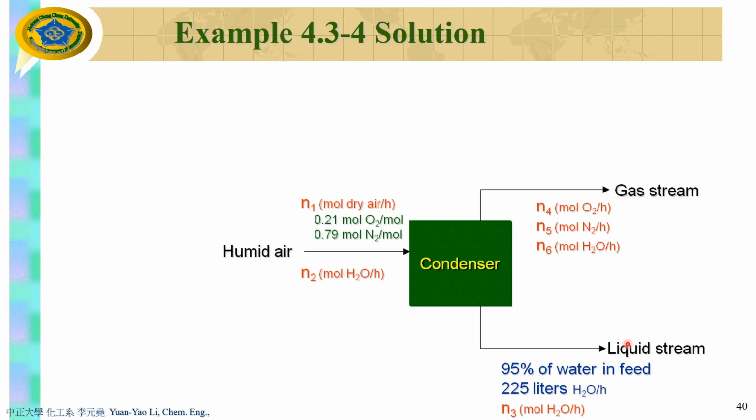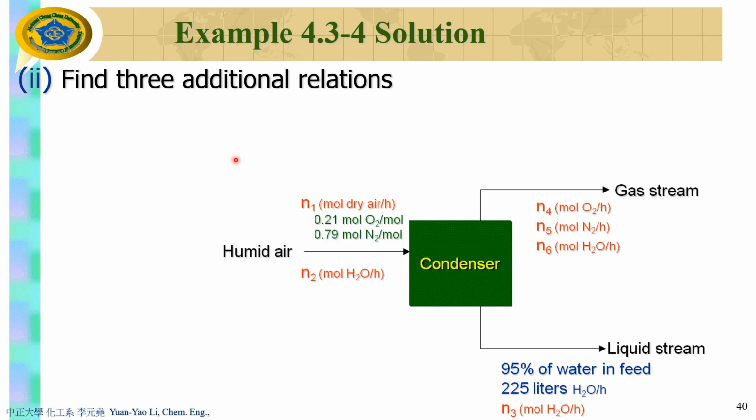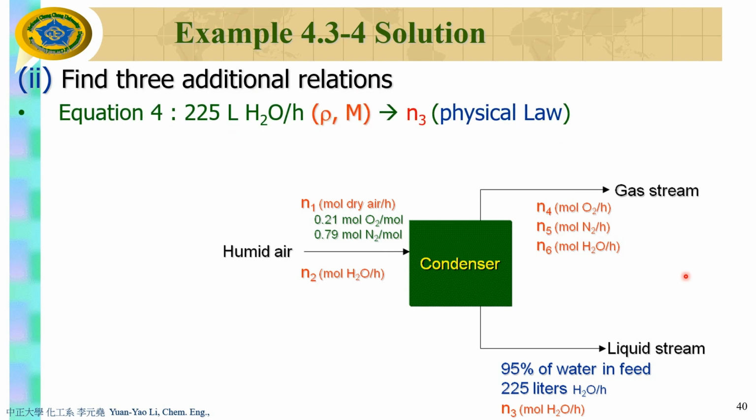What else? The number 2 is you need to find out another 3 additional relations, right? Otherwise you cannot solve this problem. You cannot solve these 6 equations. So number 4 is what? You understand this is a liter and you need to convert to mole. So as long as you know the density, as long as you know the molecular weight, you can create another equation. So this is equation 4. Okay? So the equation number 4 is this, we call specification. This is the physical laws.